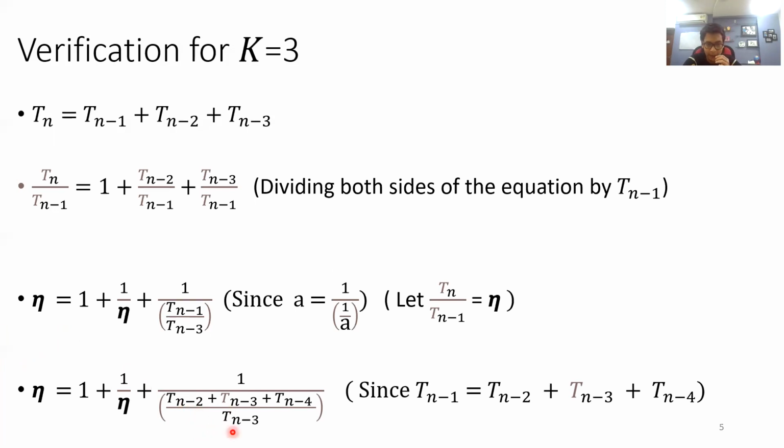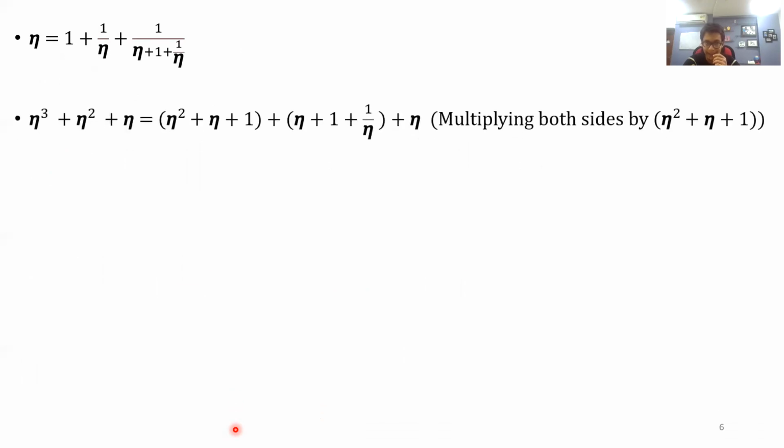Tn minus 3 over Tn minus 3 cancels out to be 1, and Tn minus 4 over Tn minus 3, as you may have guessed, is 1 over n. So we end up with this: n equals 1 plus 1 over n plus 1 over n plus 1 plus 1 over n. Now I'm going to multiply both sides by n times n plus 1 over n, also known as n squared plus n plus 1.